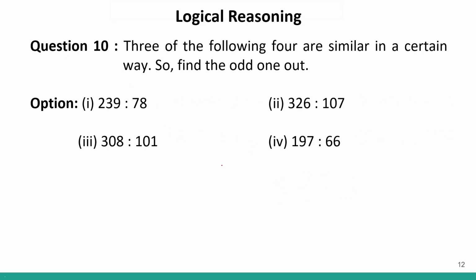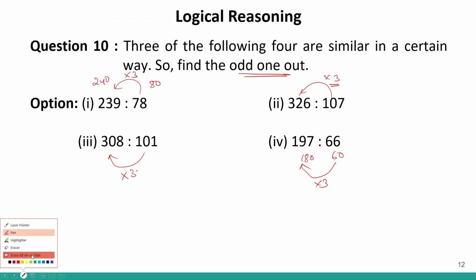Now let us look at this question. We have 4 options: 239, 78, 327, 326, 104, 308, 101 and 197 and 66, and we have to identify which of these is the odd one out. Now if I look over here, 100 and 300, this is somewhere related to into 3. Similarly, if this was 160, this is 180, around this is related to 3. Here also they are somewhat related to 3, and here also 80 and 240, this is somewhat related to 3. So maybe we have to do into 3 to get the next number.